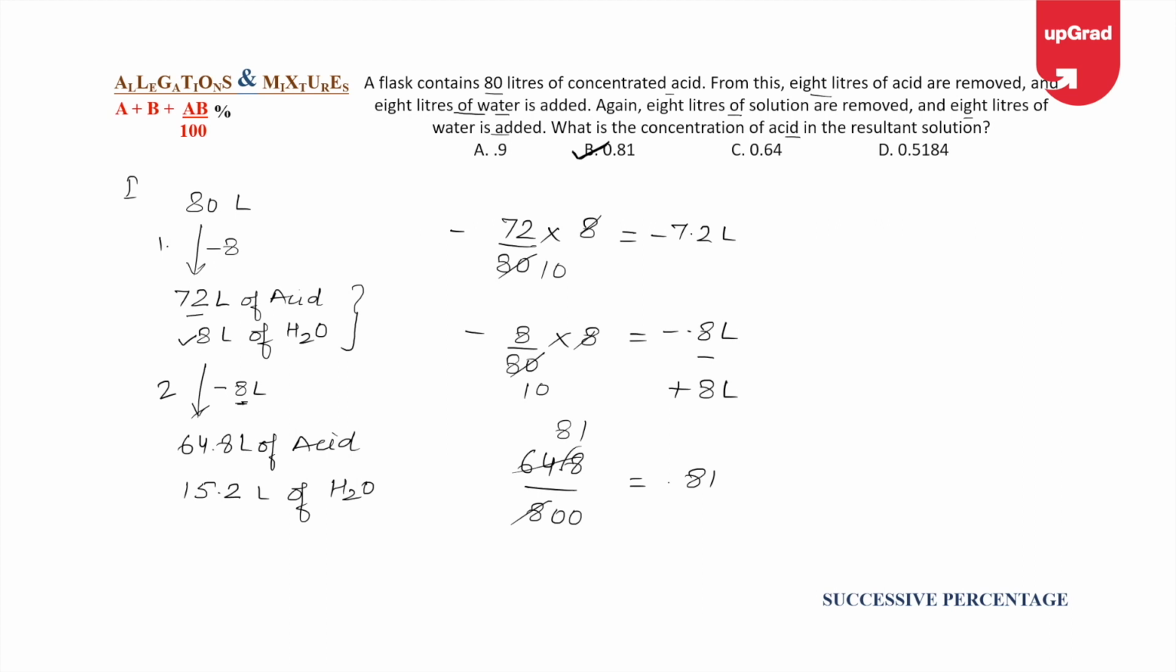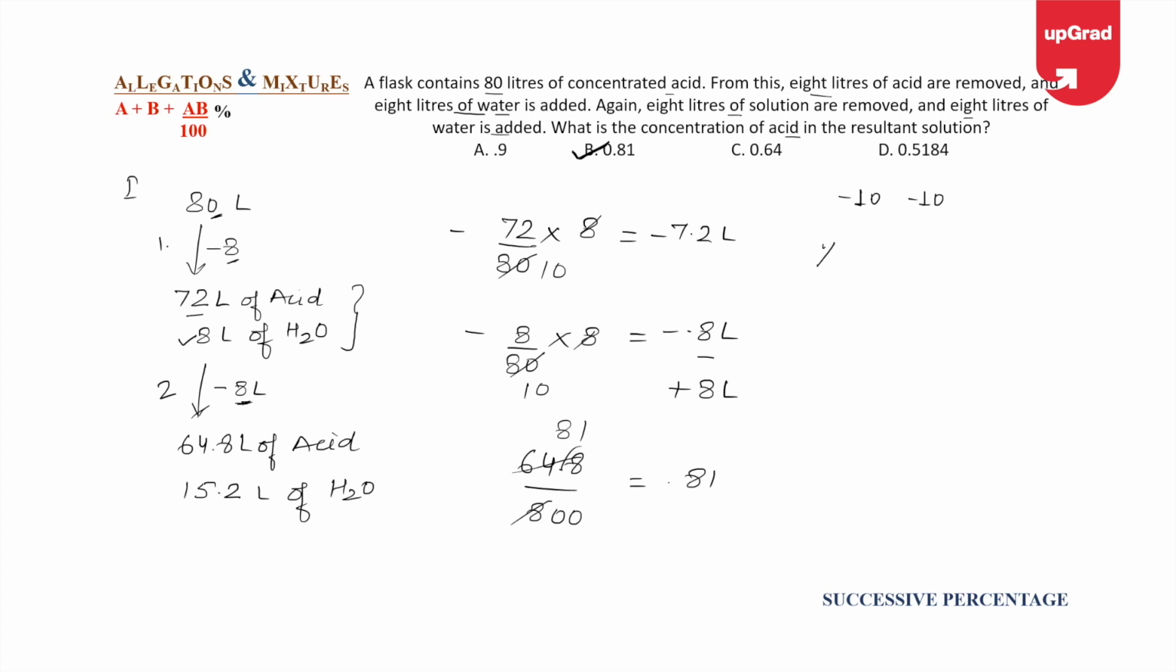Now, this is my conventional method. Let's apply the method of successive percentages here. Now, you can see out of 80 liters, 8 liters was removed. 8 liters of 80 liters is nothing but 10%. Next time also 8 liters was removed, which is again 10%. But as I said, since it is decreasing the concentration, I will have to put a negative sign with them.